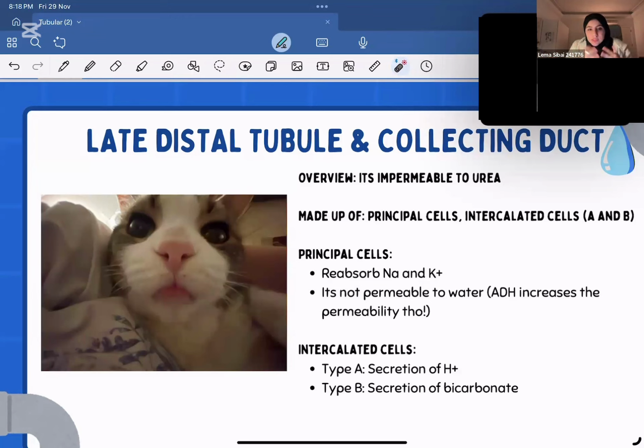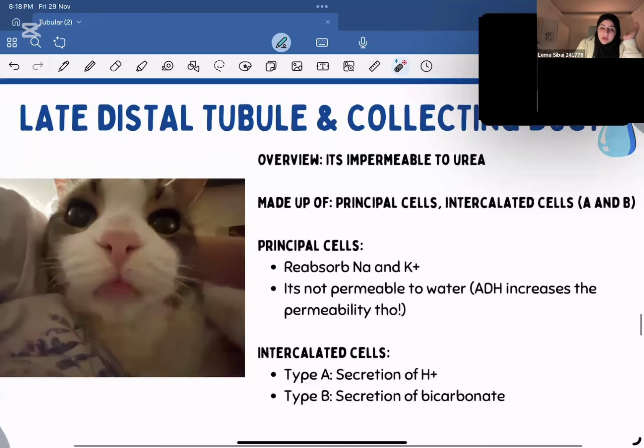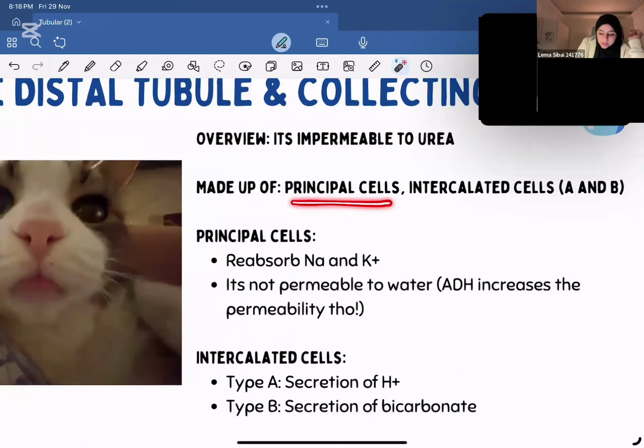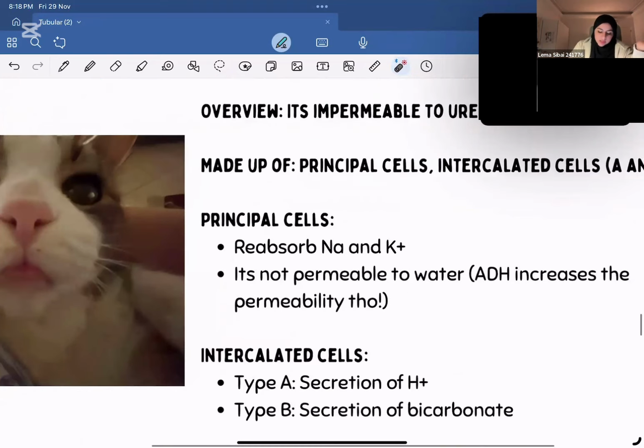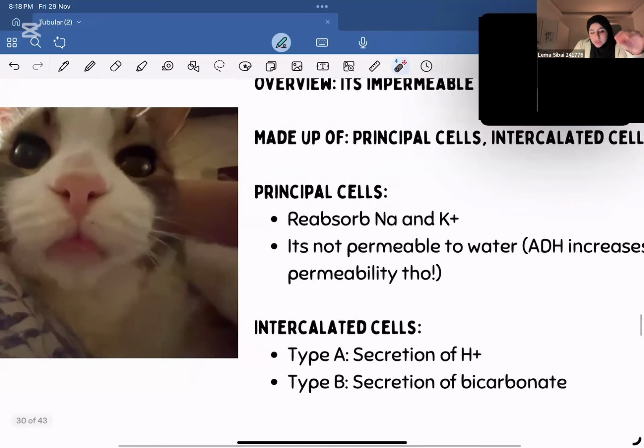Now, what is the distal tubule and collecting duct made out of? Unlike the other parts of the nephron, it has specific cells that are for specific things. Now, two kinds of cells: principal cells and intercalated cells. And there's two types of intercalated cells, type A and type B. Now, what are principal cells? What principal cells are mostly for is they reabsorb sodium and potassium. And this is really important when it comes to blood pressure, because these are the main ions that regulate blood pressure.